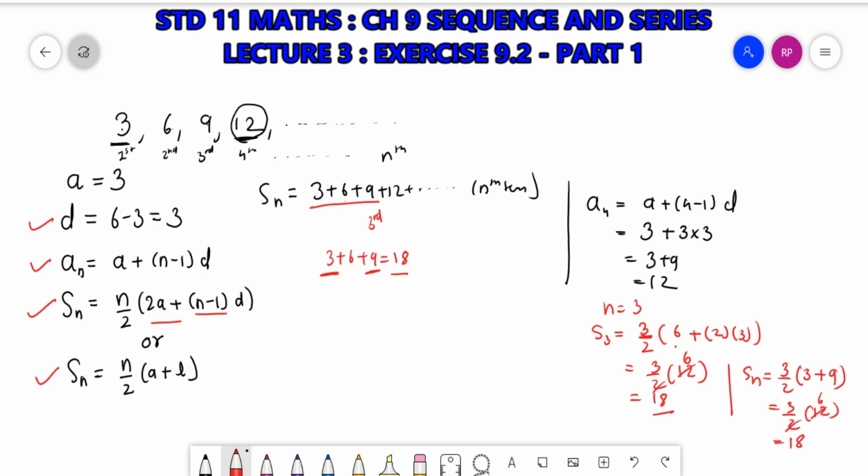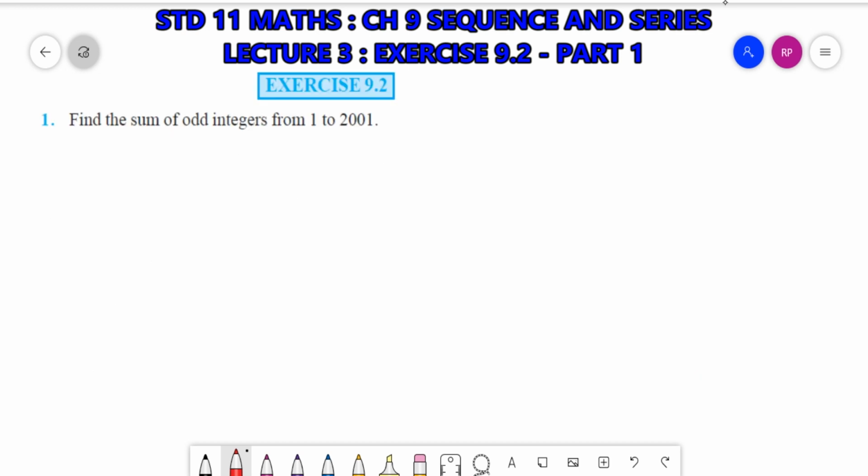Now let's start with the exercise. Exercise 9.2, question number 1. Find the sum of odd integers from 1 to 2001. So our series will be in this way. It's odd numbers, so 1, the next odd number is 3, plus 5 plus 7, up to the last odd number, which is 2001.